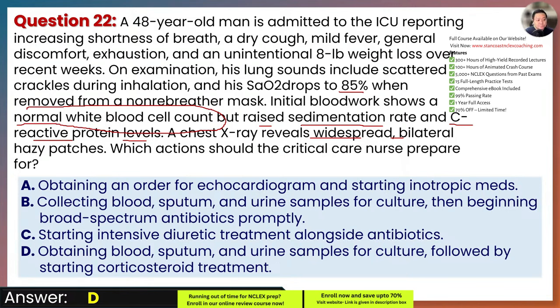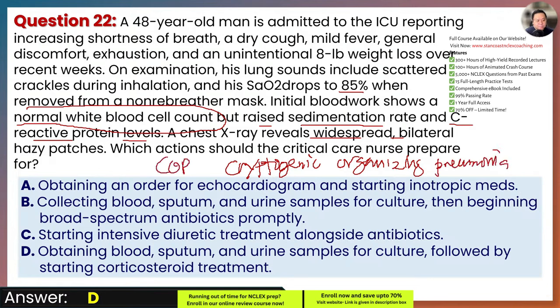Okay, cryptogenic organizing pneumonia. For short, that's COP, right?